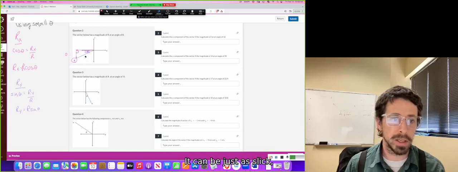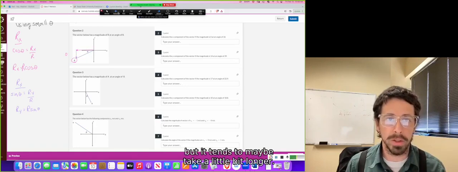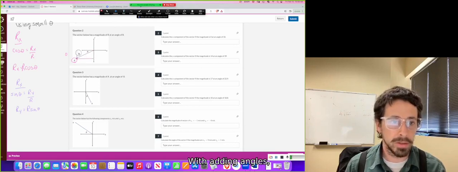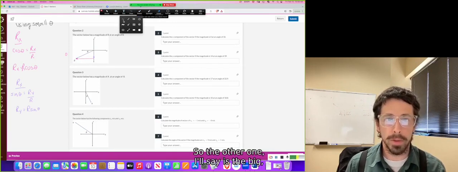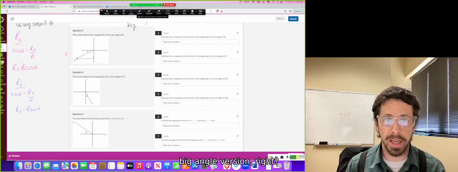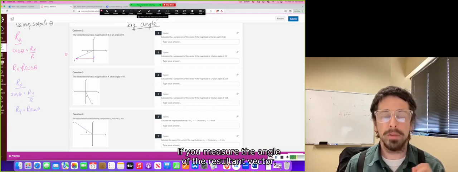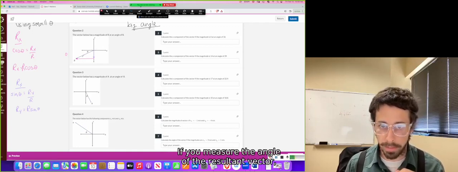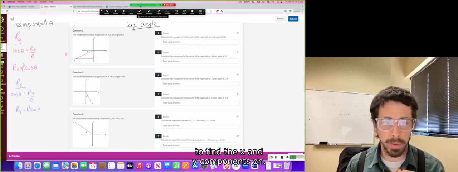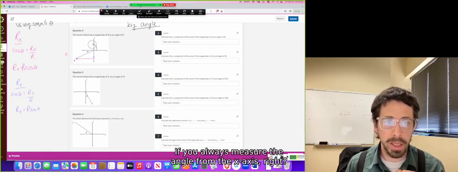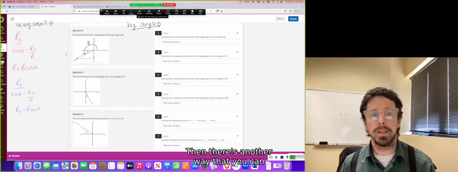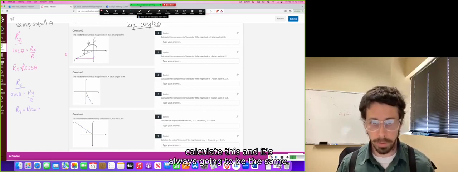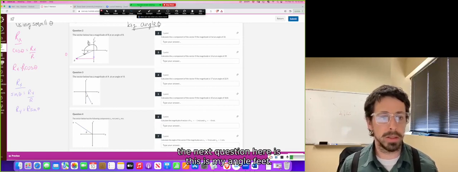It can be just as slick, but it tends to maybe take a little bit longer with adding angles. You have to make sure you have your angle right to do this. So the other one I'll say is the big angle version, right? If you measure the angle of the resultant vector, the vector that you are trying to find the x and y components on, if you always measure the angle from the x-axis, right? I'll call this big angle phi, right? Then there's another way that you can calculate this, and it's always going to be the same. You'll see what I mean by that when I do the next question here.